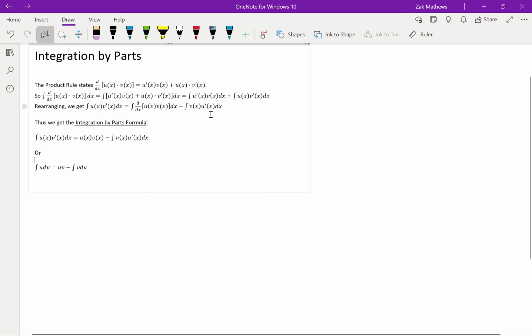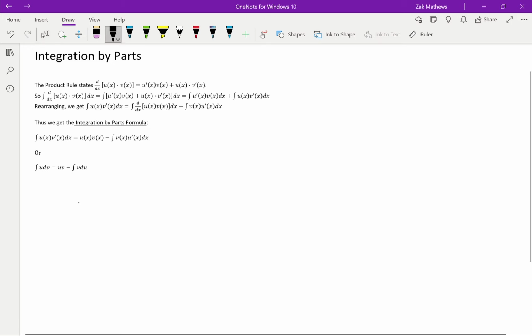And this is what gives us our integration by parts formula. The integral of u times v prime dx is equal to uv minus the integral of v times u prime, because remember, the integral of the derivative is just itself. That's our fundamental theorem of calculus. Or if we were to write this using the simpler differential notation, the integral of u dv is equal to uv minus the integral of v du. And so we're going to use this trick to help us integrate some other problems.